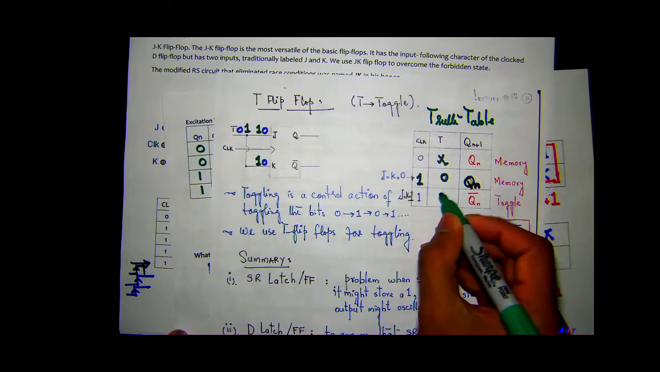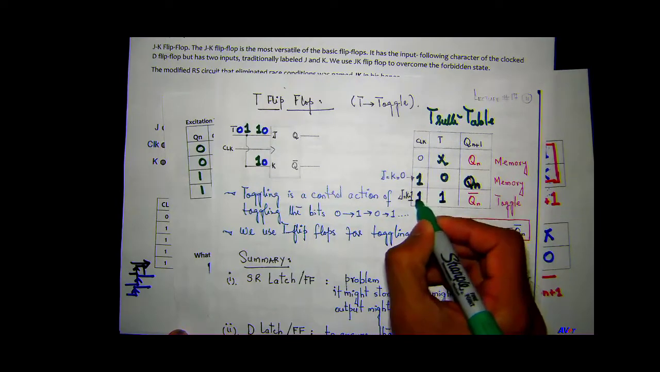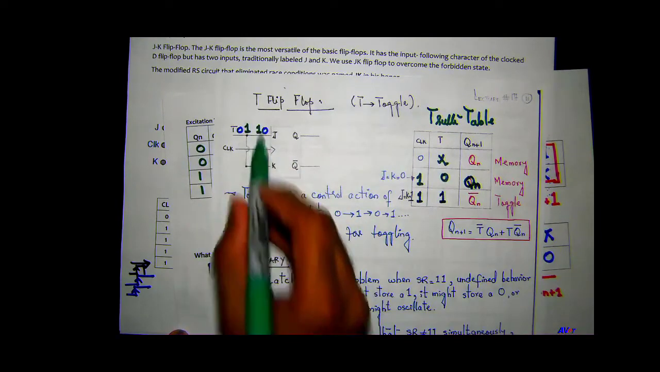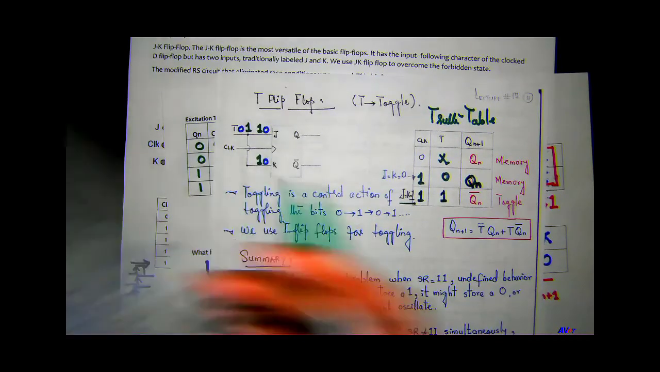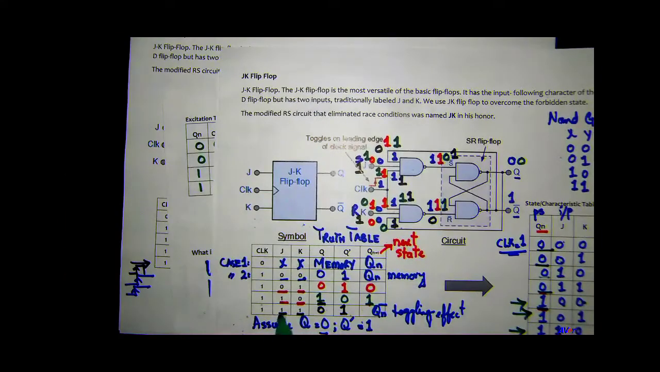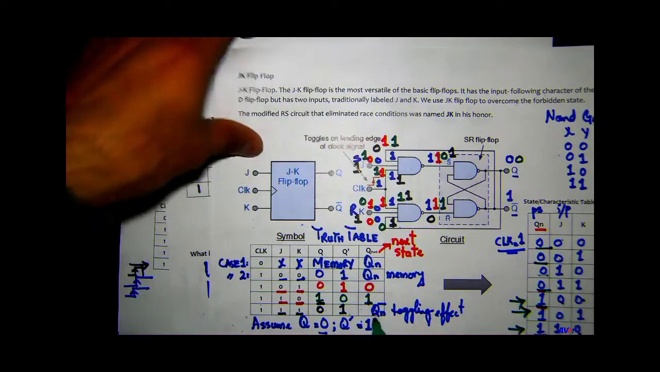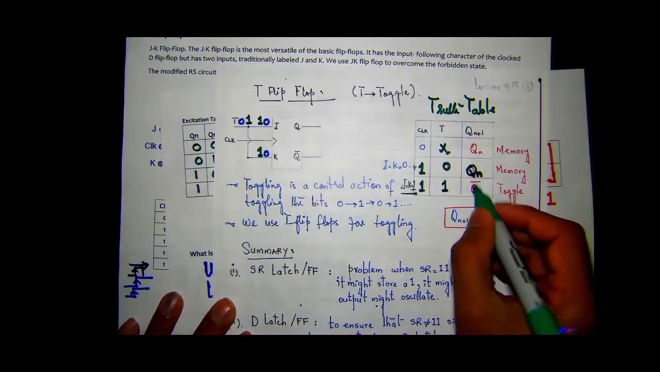When T is 1 and clock is high, which means that J and K both are set to high, again looking at the truth table, when J and K both are high, you have the next state, which is the complement of the previous state. So you have Qn bar here. Okay.